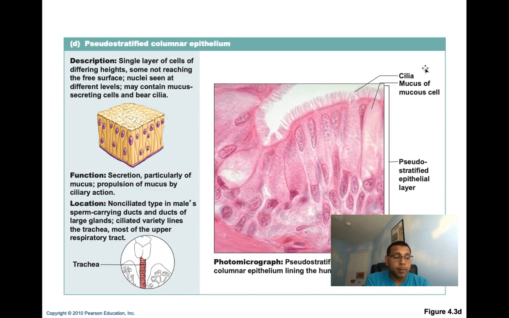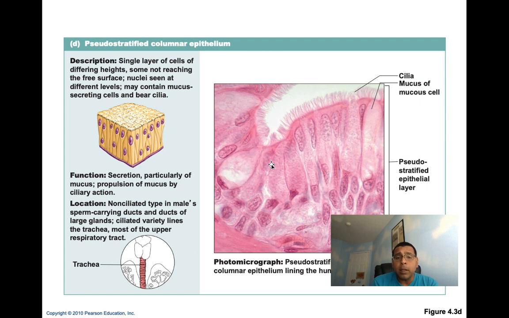Pseudostratified columnar epithelium. Now, when we talk pseudostratified, pseudo is the word we want to break down. Pseudo means fake, right? Stratified. So it's a fake stratified, meaning it looks like it's stratified, but it's not. If you look at this picture, you can see it does look stratified, but it's not. This epithelial cell is going to be described as a single layer of cells of differing heights. Some cells are taller than others. Those cells that are taller are going to reach the free surface, while others may not. Because of that, the nuclei are going to be seen at different levels.